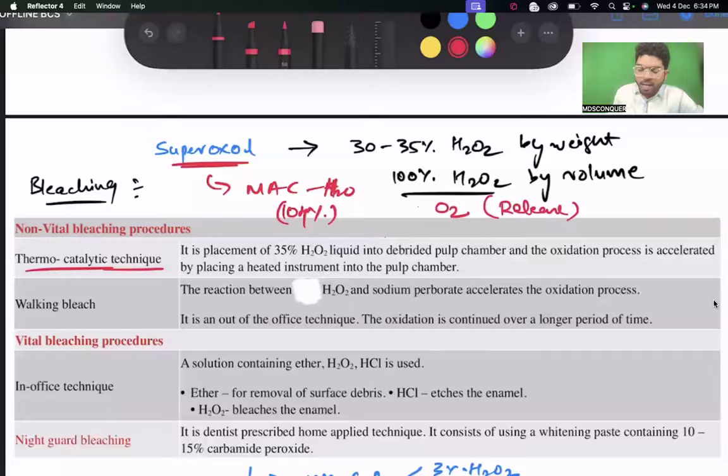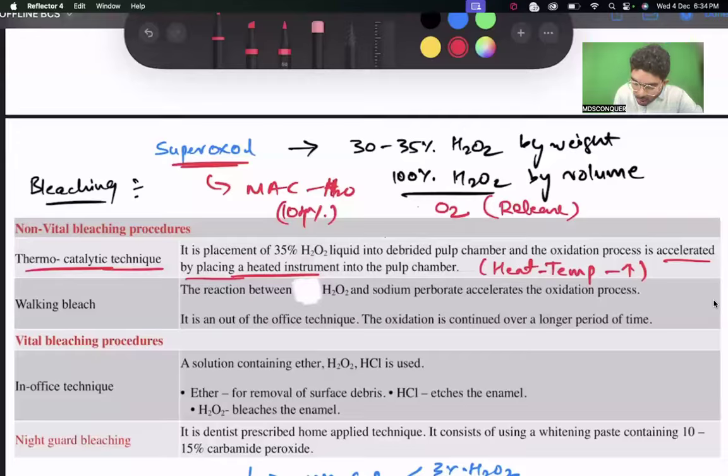So placing 30 to 35% hydrogen peroxide liquid in the pulp chamber, and the oxidation process is accelerated by placing a heated instrument. Means here heat or thermal temperature is acting as a catalyst to initiate the reaction. So that is called the thermocatalytic technique.